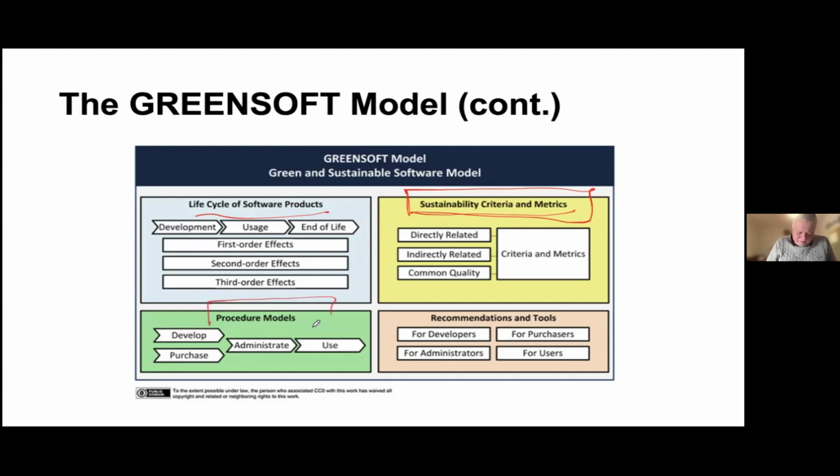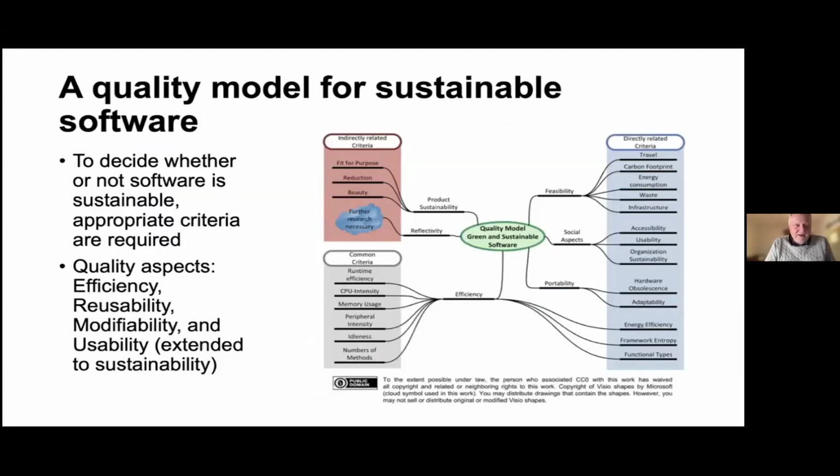Then, of course, there are procedure models on how development, purchase, administration, and use are carried out, because this also has an impact on sustainability. And then there is a need for recommendations and tools during this process for the developers, administrators, purchasers, and users, in order to use software in a way that minimizes impact on emissions.